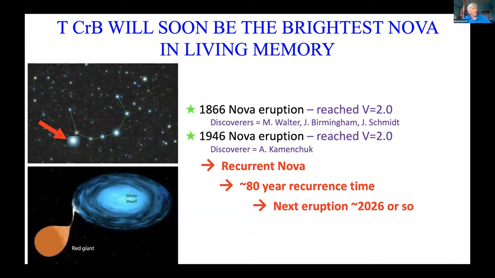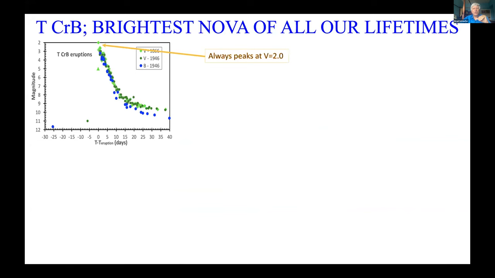And I did the calculation that many other people at the time did, the realization of when T CrB should next erupt. Well, its recurrence time is 80 years. And so you add 80 to 1946, and you come up with the year 2026, which is pretty soon. And so even back when I was 18 years old, the realization was T CrB is going to go up some year around 2026 or so. Okay, there we go. Now, that kind of sets the scene for what we have today. But let me go back and start looking at the photometry. So what I'm about to show you here are just a series of close-ups and big views of the photometry.